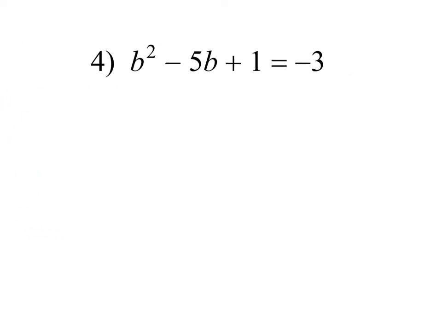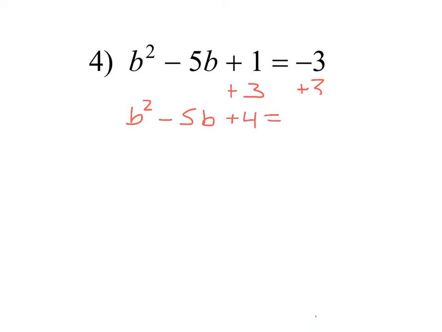Let's go to number 4. Dom, what do we need to do first? Add 3 to both sides. So what's our new equation going to be? B squared minus 5b plus 4. Awesome. What do we do next?